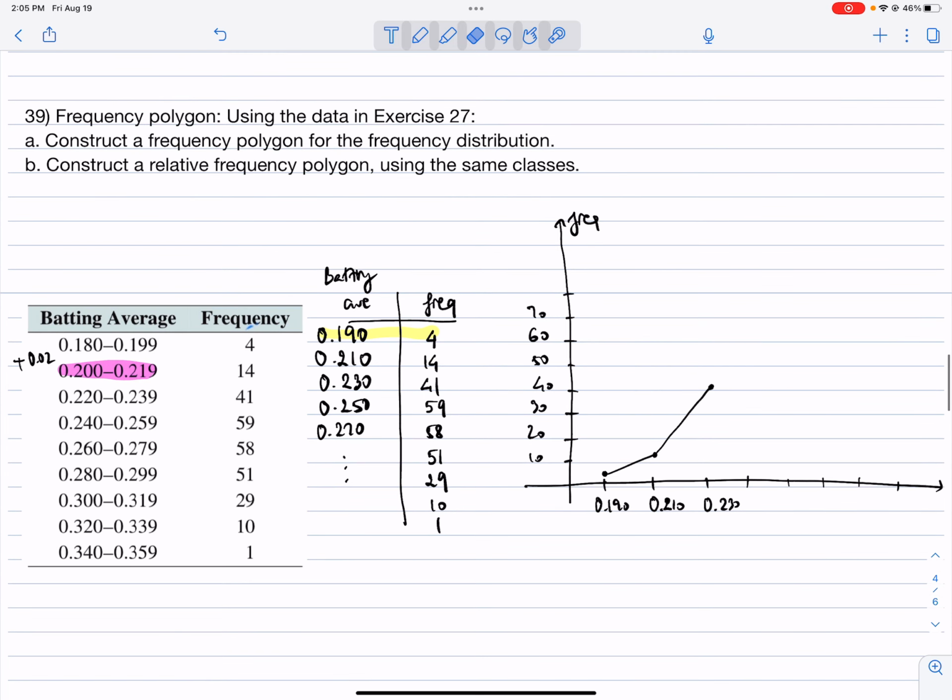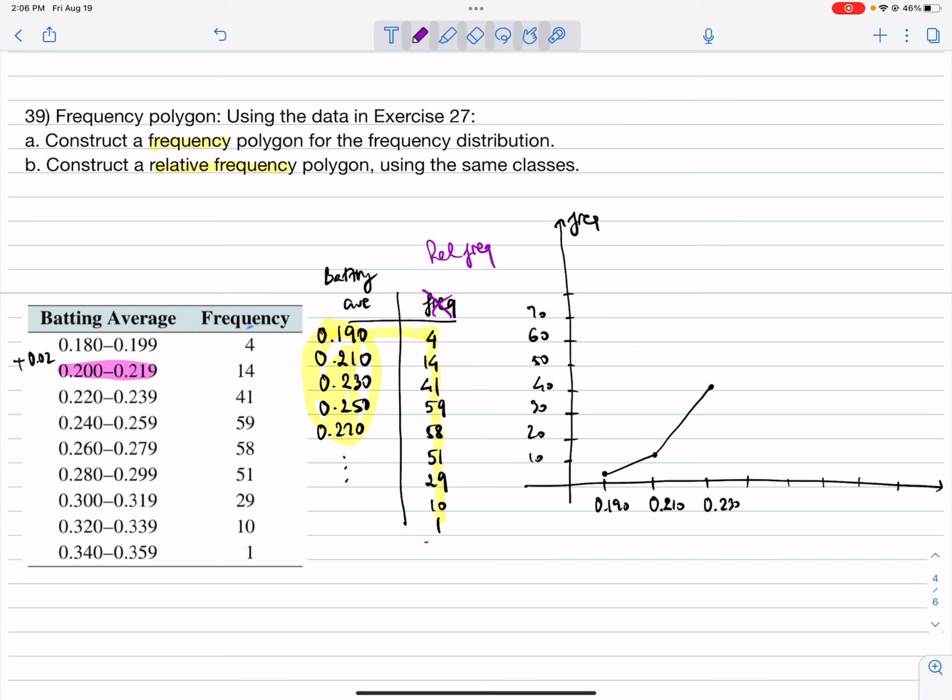In part B, we want to construct a relative frequency polygon using the same classes. The difference between part A and part B is that in part A, we use the frequency number. In part B, it's still a polygon, but we need to use the relative frequency. So the x part will be the same, and for the y part we need to change those numbers to relative frequency.